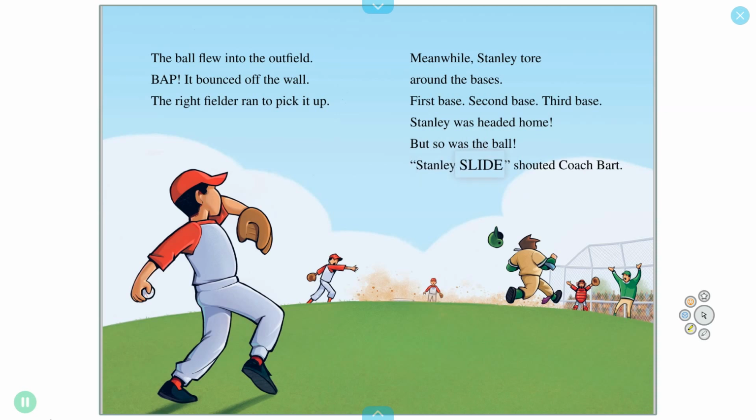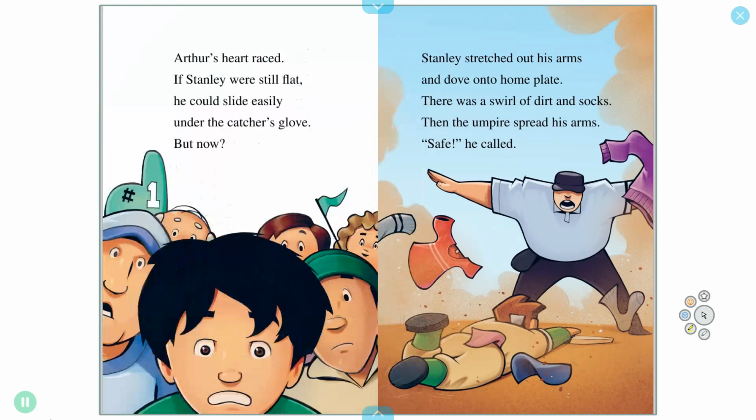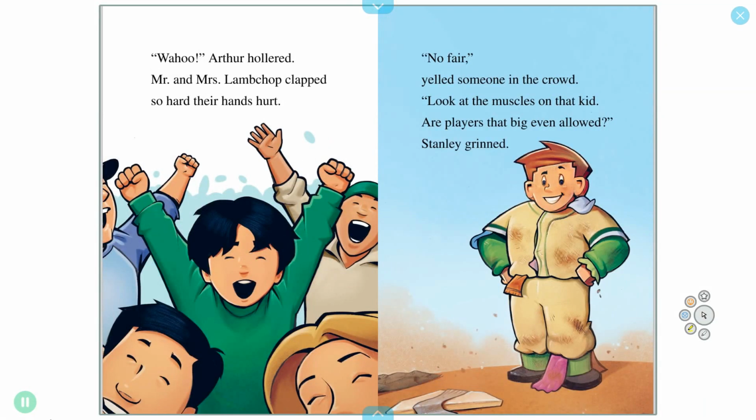"Stanley, slide!" shouted Coach Bart. Arthur's heart raced. If Stanley were still flat, he could slide easily under the catcher's glove. But now, Stanley stretched out his arms and dove onto home plate. There was a swirl of dirt and socks. Then the umpire spread his arms. "Safe!" he called. "Wahoo!" Arthur hollered. Mr. and Mrs. Lambchop clapped so hard their hands hurt.